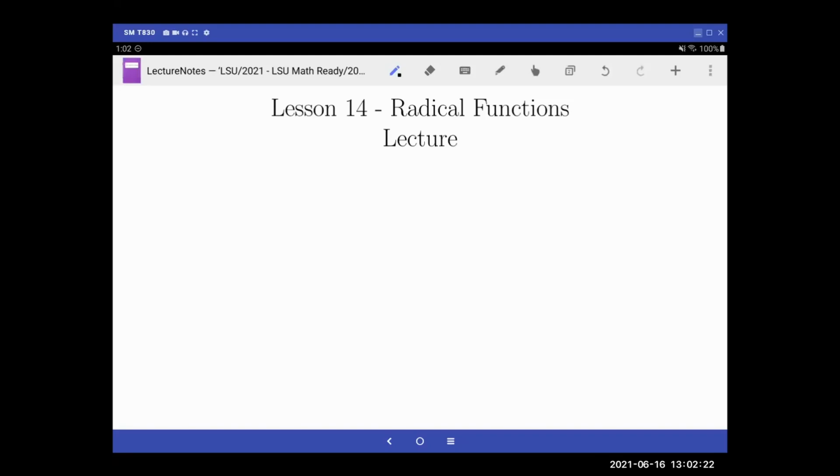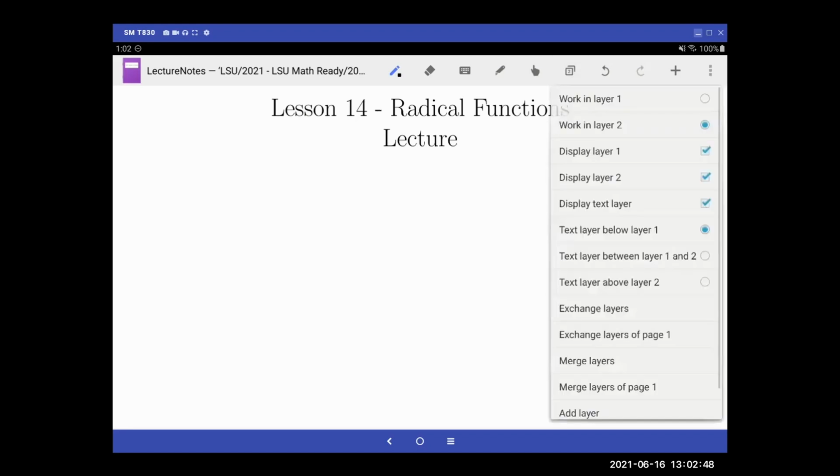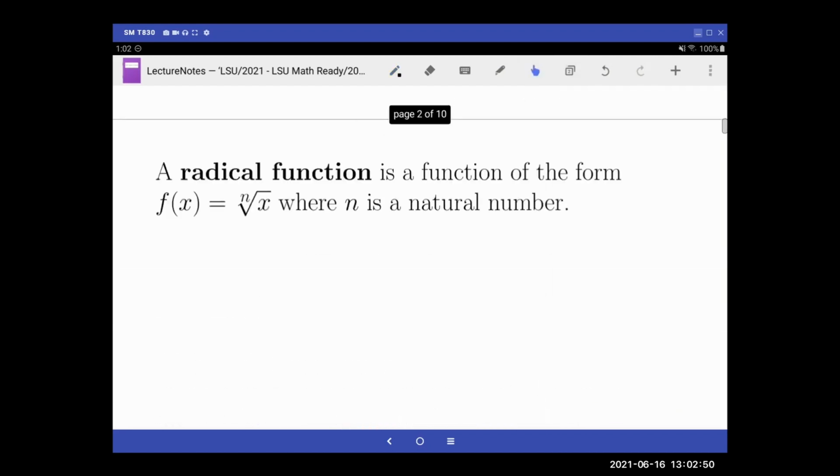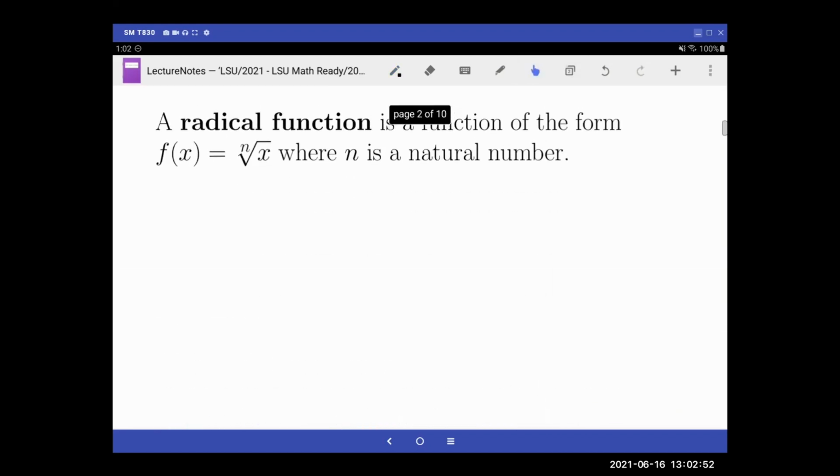Okay, so this is lesson 14, radical functions. So let's go on and describe what a radical function is. First of all, a radical function is a function of the form f of x equals the nth root of x, where n is a natural number.